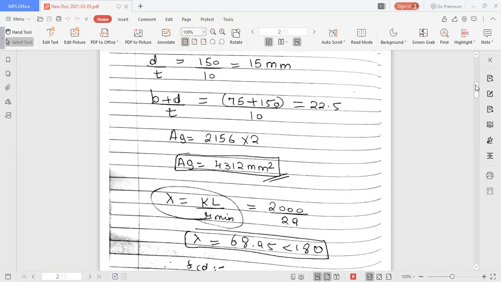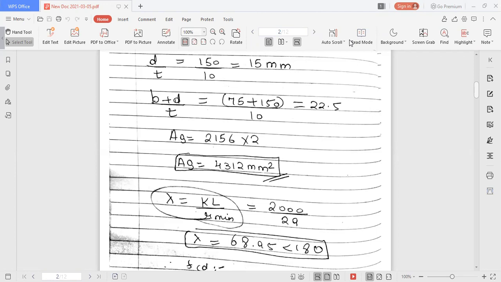Now you need to calculate lambda. Lambda is nothing but the slenderness ratio. The formula to calculate slenderness ratio is KL upon R minimum. KL is given to you in the question, that is 2 meter, but you need to multiply it by 1000 as you are going to convert it in mm, इसलिए ये हुआ 2000. R minimum, that is the radius of gyration, you will get from the steel table. So substitute the value, then the value of lambda comes up to be 68.95.